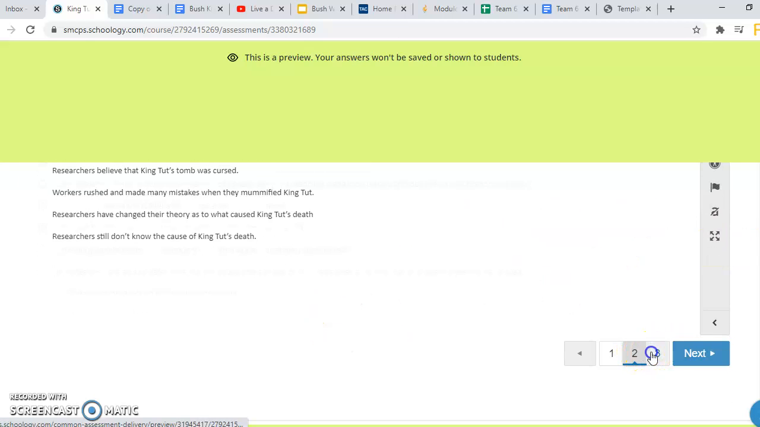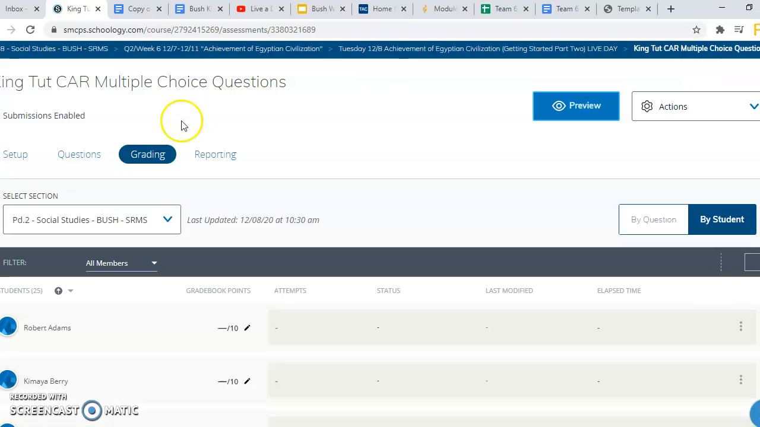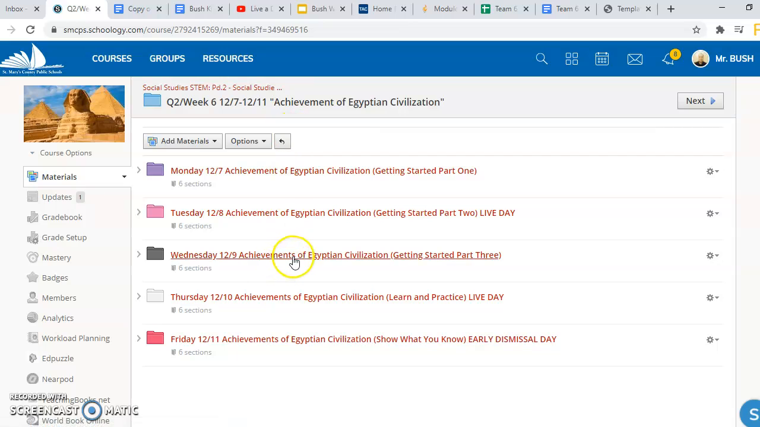And then the final is a claim that students will select 4 pieces of evidence. So King Tut's mummification and burial were quite unusual was the claim. Students will select 4 correct answers for the multiple choice. And once again, that was Tuesday's assignment, so a lot of students completed that during our time in class today, which was perfect. And then the final thing we did today on Tuesday was we previewed Wednesday's written response activity.